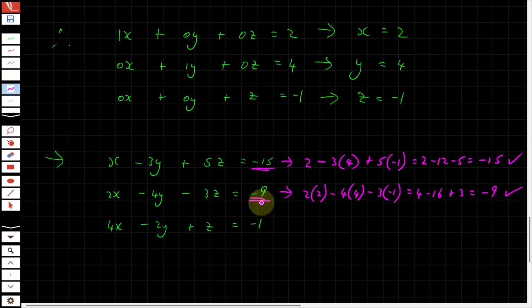That one also works. Left hand side equals the right hand side. And that one also works. The left hand side equals the right hand side.